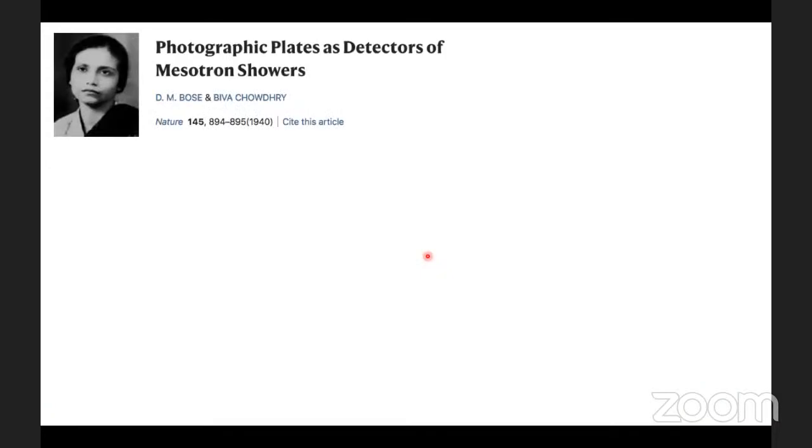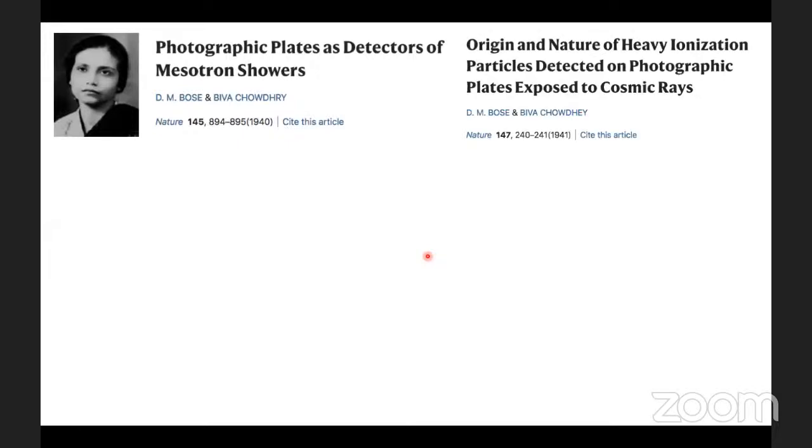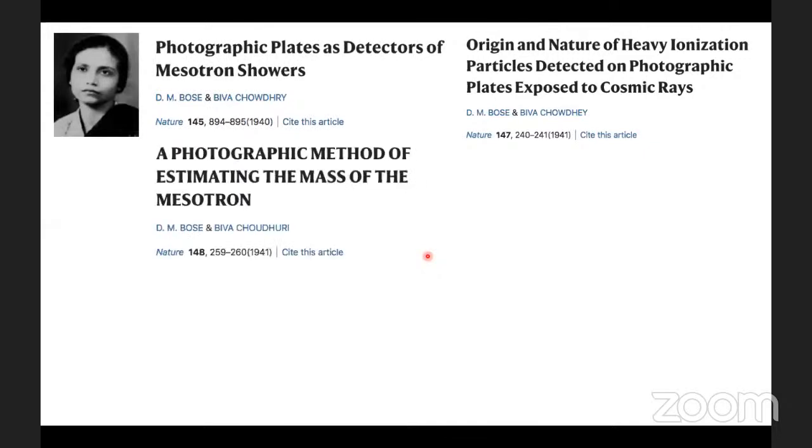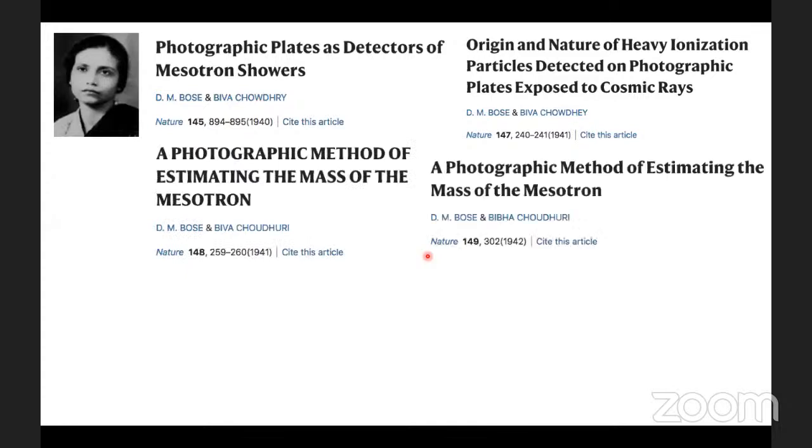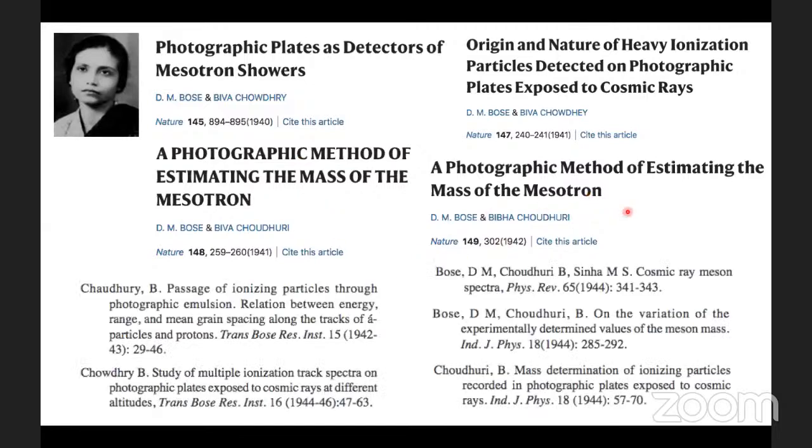They published one paper in Nature, photographic plates as detectors of mesotron showers. Second paper in Nature, origin and nature of heavy ionization particles detected on photographic plates exposed to cosmic rays. Fourth article in Nature. There are two double author papers that came out in Nature from Kolkata, one after another, 1940, 1941, 1942. After that, of course, Bibha also published more papers.